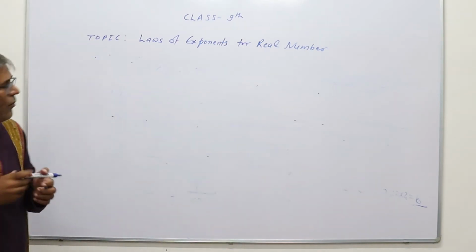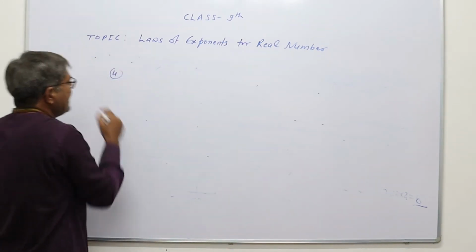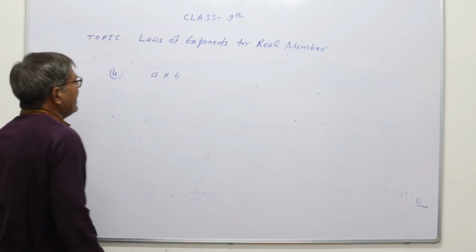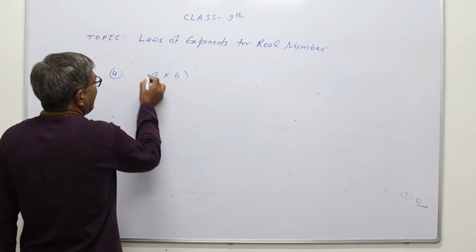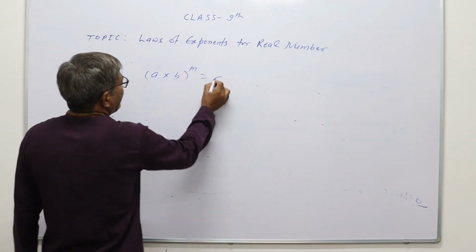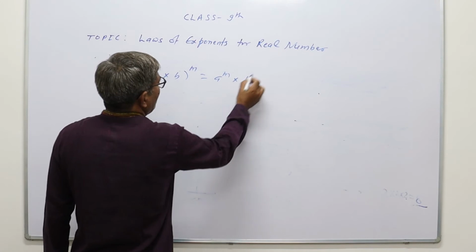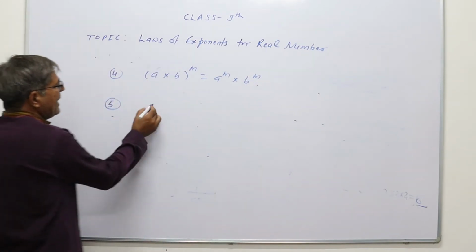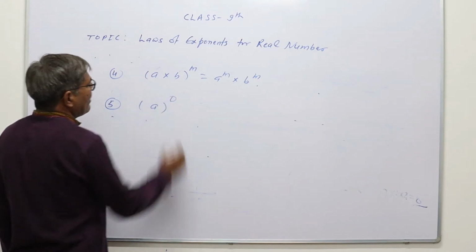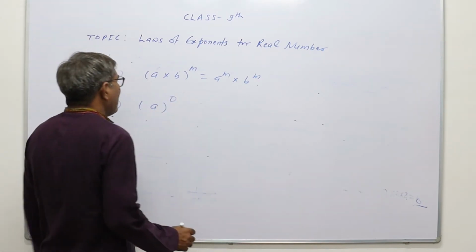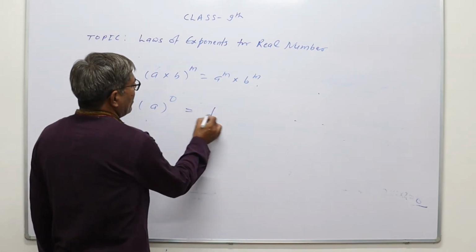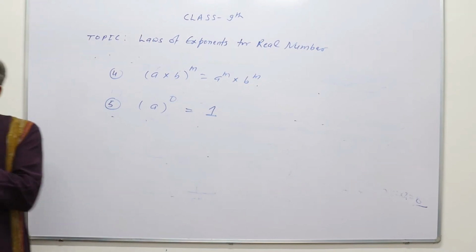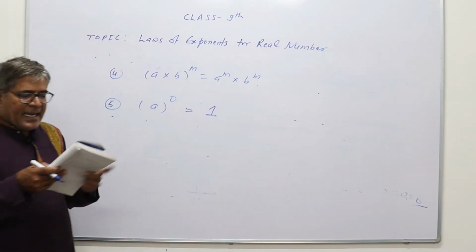Next law, the fourth one: when the bases are different and in multiplication form, let us suppose a and b are two real numbers and whole power m, then a power m into b power m. Fifth one: if a is any real number and the power is 0, then the power of any number is always equal to 1. So these are some basic laws of exponent.